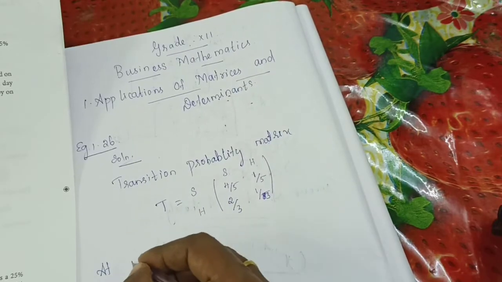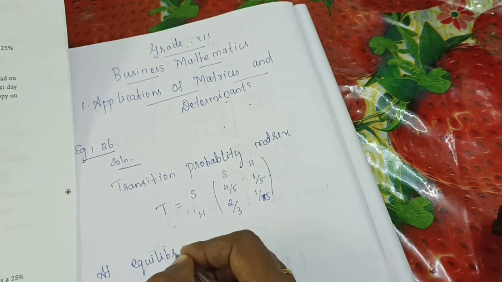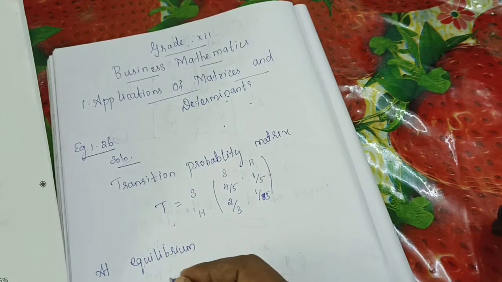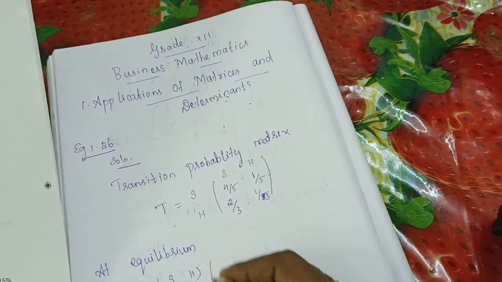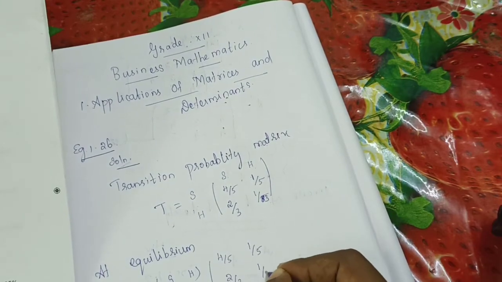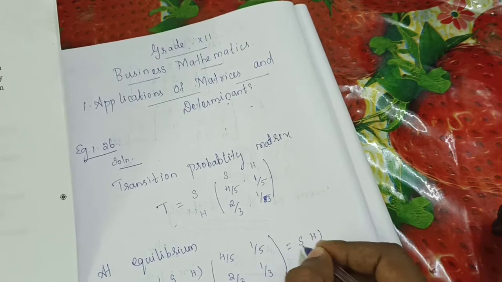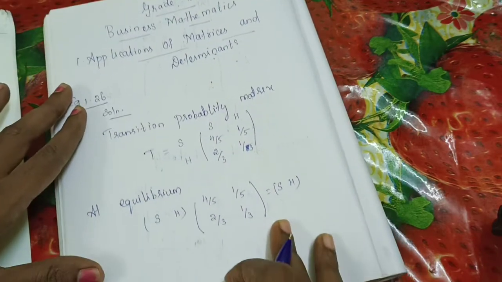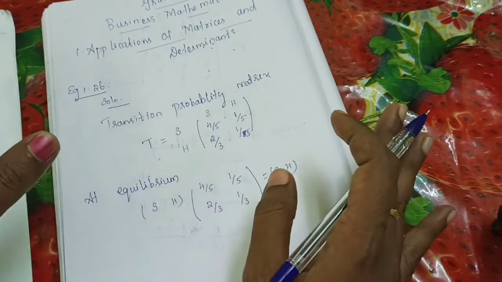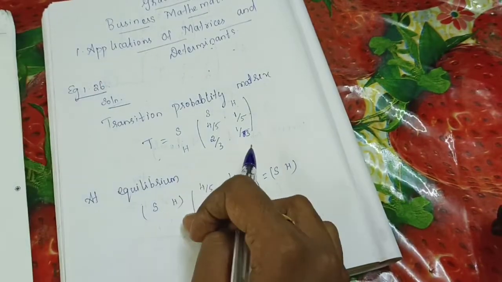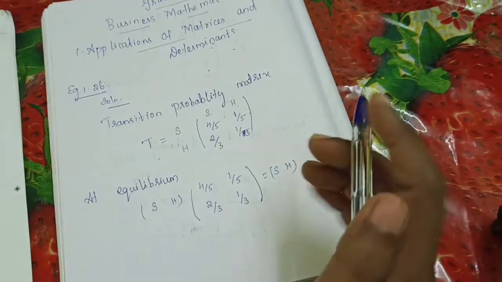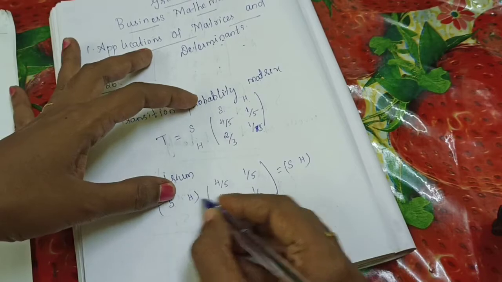So at equilibrium, what's the condition? AB into T is equal to AB. In the place of AB, here they gave us S hat. So S hat into T, with entries 4 by 5, 1 by 5, 2 by 3, 1 by 3, is equal to S hat. Listen here, students. AB into T is equal to AB, that one you know. Here in the place of AB it is S hat, that is sad and happy, S hat into T is equal to S hat. That's all. Now you multiply the first row with the column.